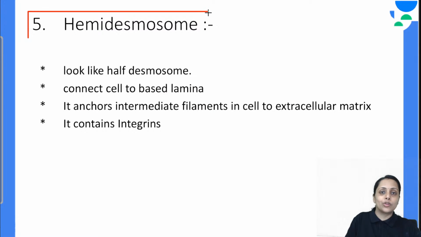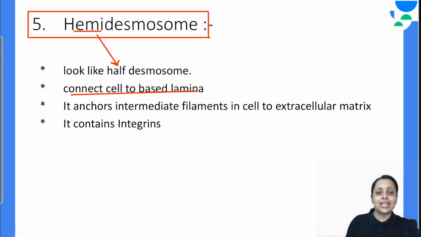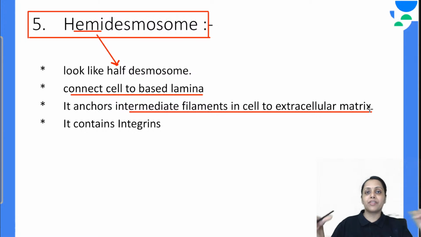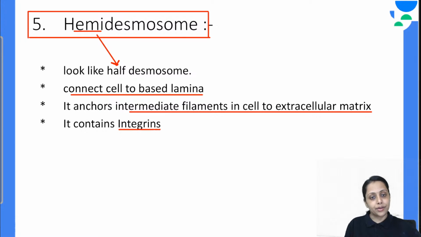Next is the hemidesmosome, that is present between cell and the basement membrane. As the name suggests, hemidesmosome looks like a half desmosome, and it connects the cell to the basal lamina. What does it do? It anchors the intermediate filament in one cell to the extracellular matrix. Is this clear? What was the desmosome doing? It connected the intermediate filament of one cell to the intermediate filament of another cell. What is the hemidesmosome doing? It connects the intermediate filament of one cell to the extracellular matrix, and it consists of integrin. Desmosome consisted of desmoglein, and this consists of integrin.